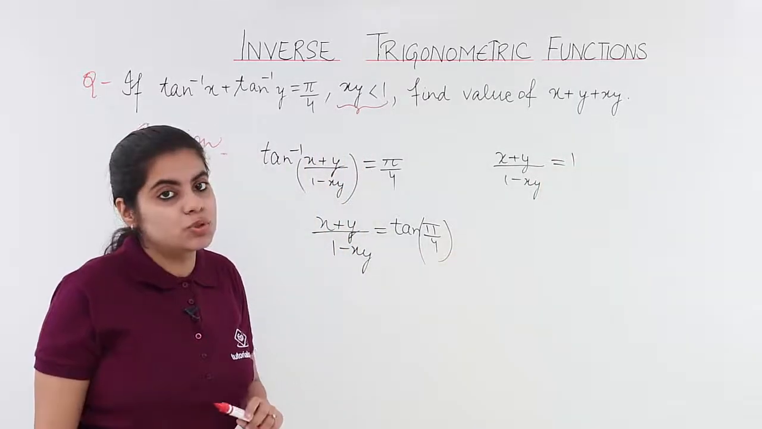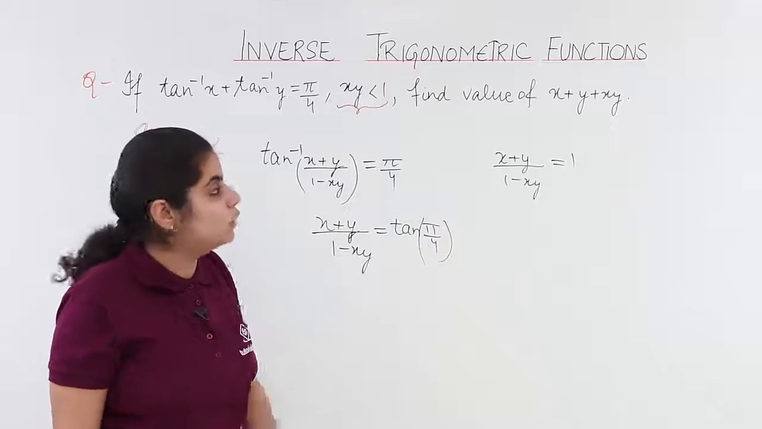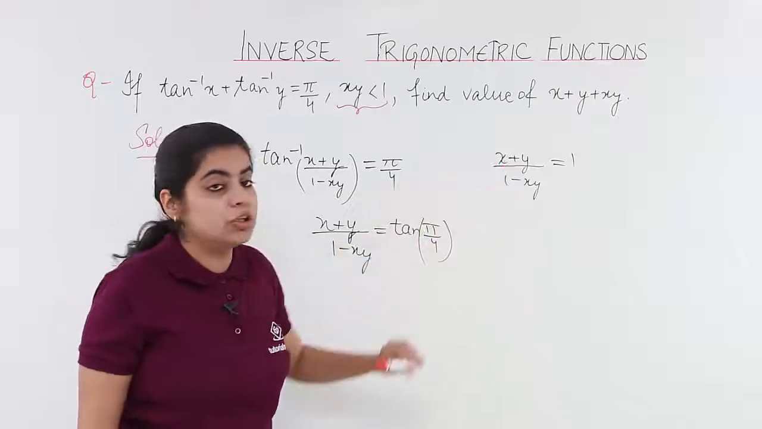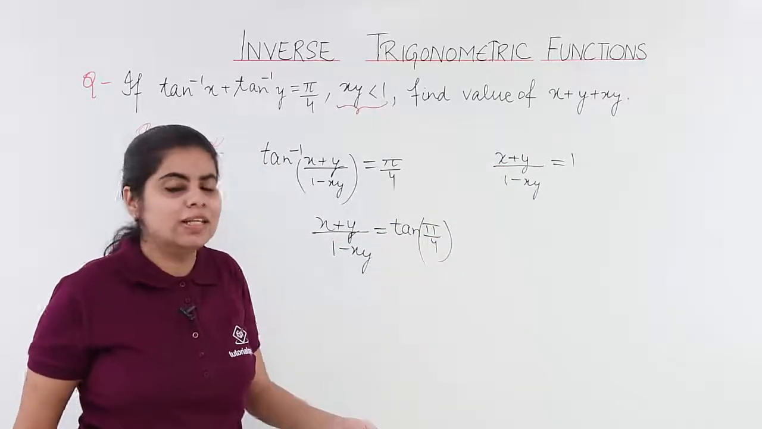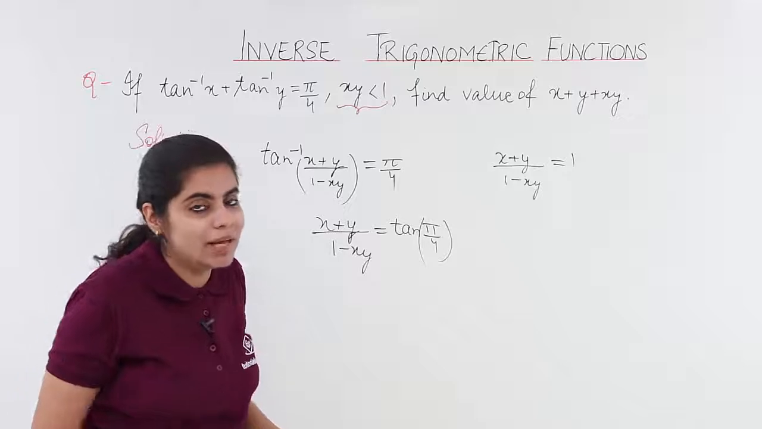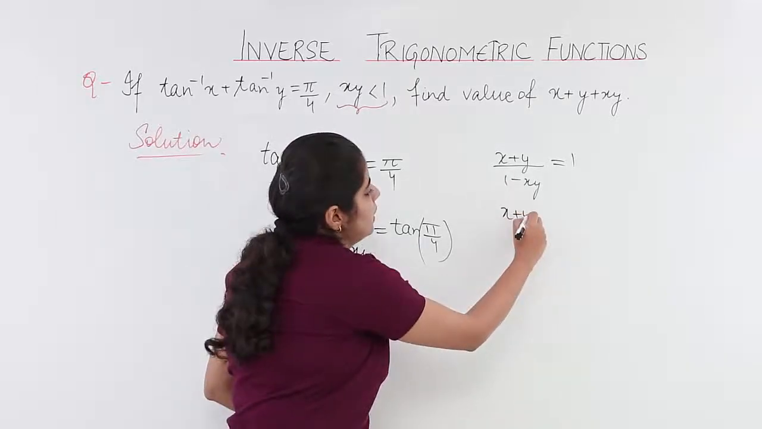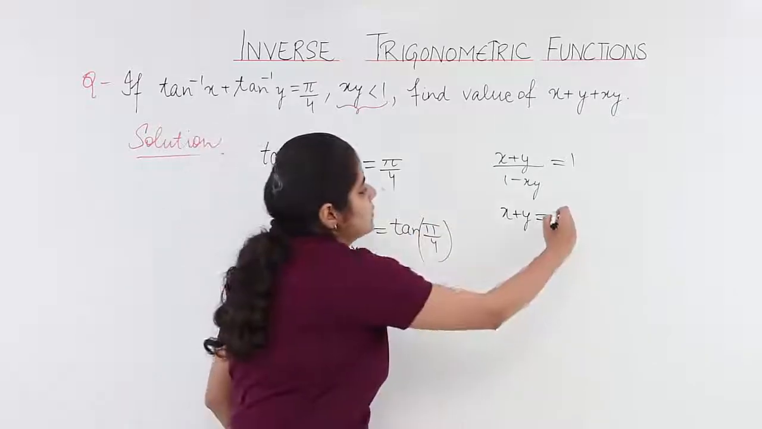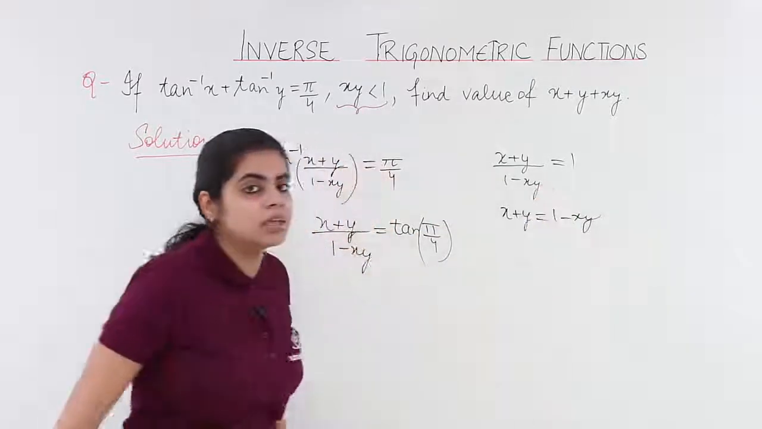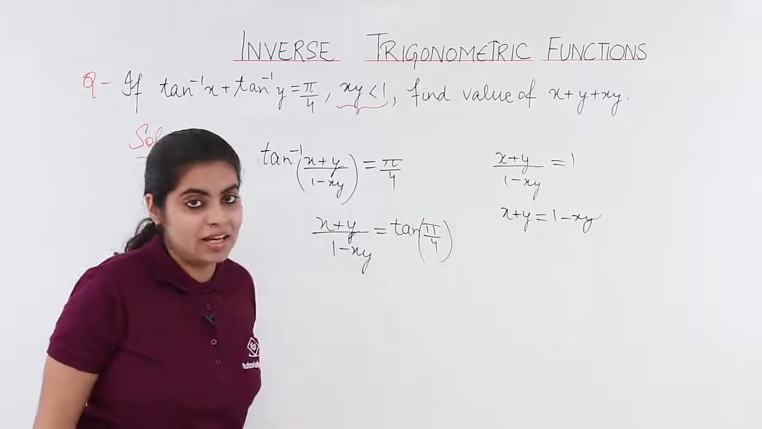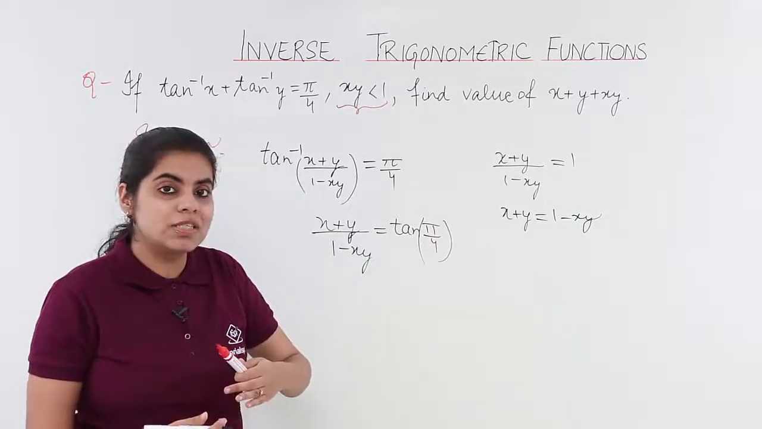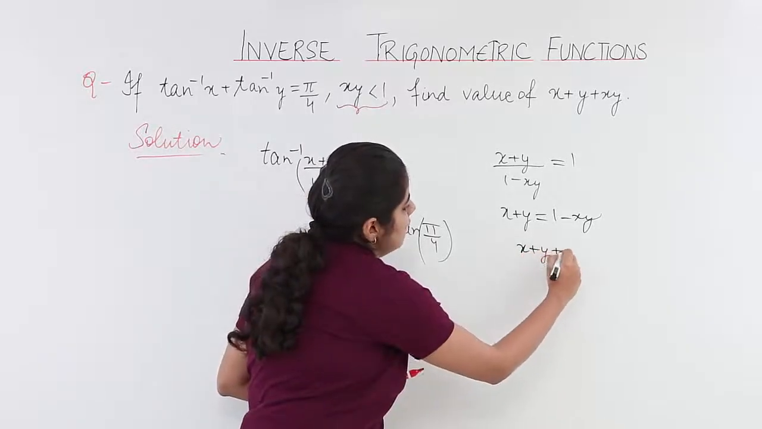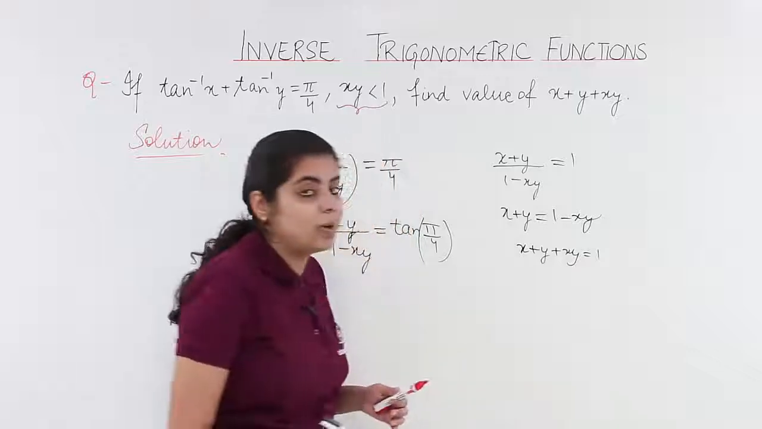What value are we supposed to find out? We are supposed to find out the value of x plus y plus xy. Let's manipulate the equation a bit. Let's cross multiply. So x plus y remains as it is, and 1 minus xy of the denominator goes upside. It becomes x plus y is equal to 1 minus xy. Now minus xy on the right hand side will come to the left hand side to become positive. So it becomes x plus y plus xy is equal to 1.